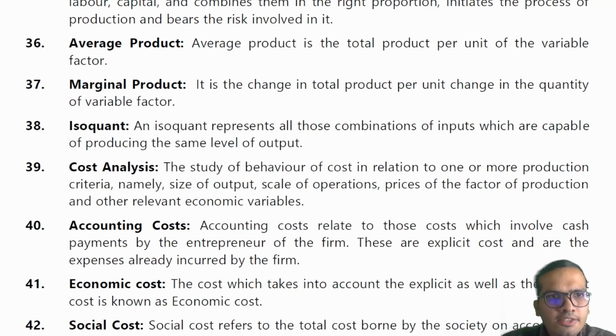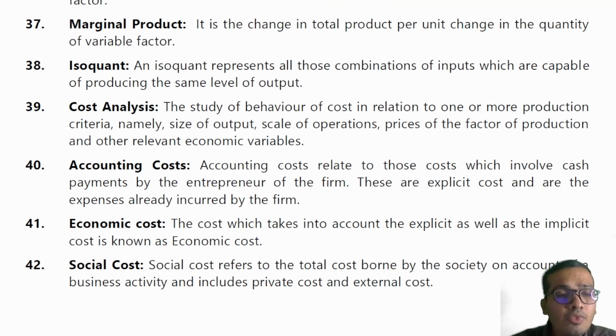Then comes 36th one, average product. So average product is the total product per unit of the variable factor. Then comes marginal product. So it is the change in total product per unit change in the quantity of the variable factor. Then number 38, isocost. So an isocost represents all those combinations of inputs which are capable of producing the same level of output.